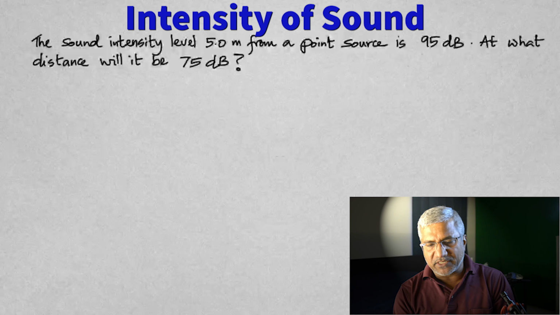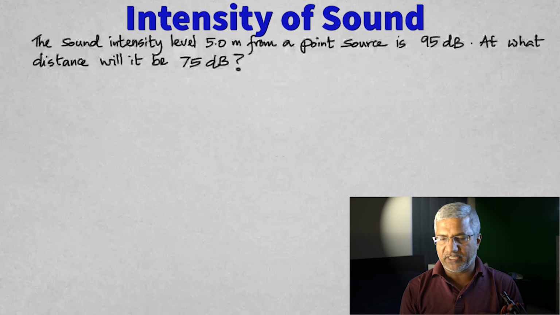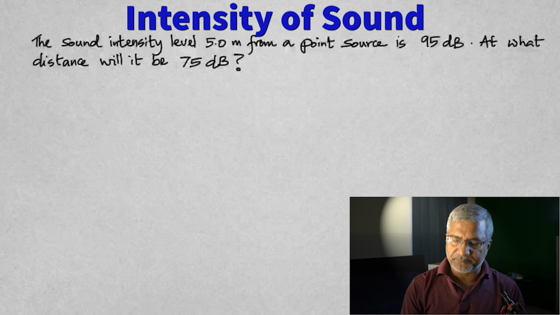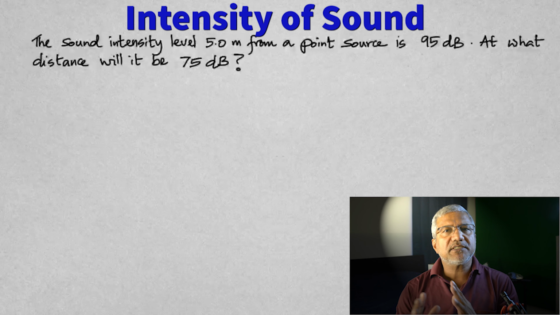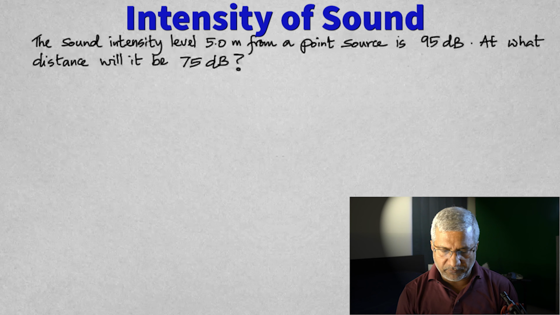So here's our question again. The sound intensity 5 meters away is 95 decibels. At what distance will it be 75 decibels? So the two things that I told you, we're going to use both of them to work out this problem.